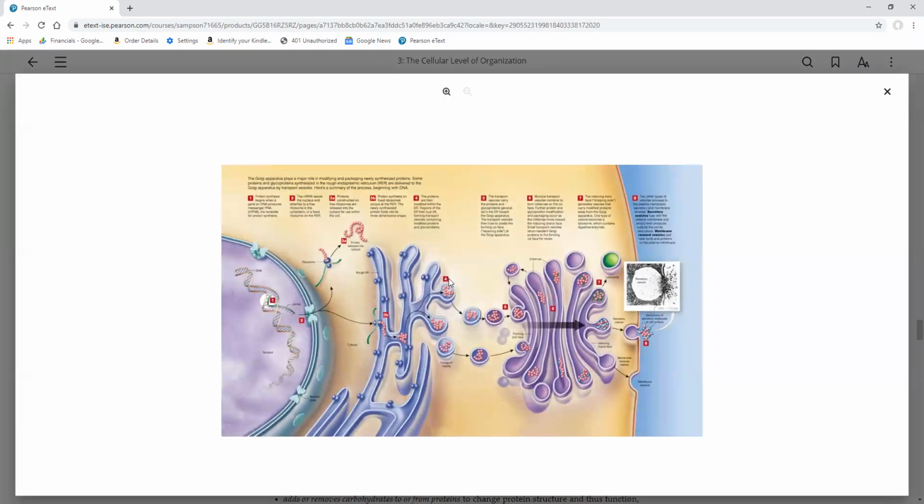Okay, so let's talk about what we just saw there. Here is transcription. First thing you have to do is write it down. What do you write it down as? Messenger RNA. Okay, so this is transcription. This occurs inside the nucleus.